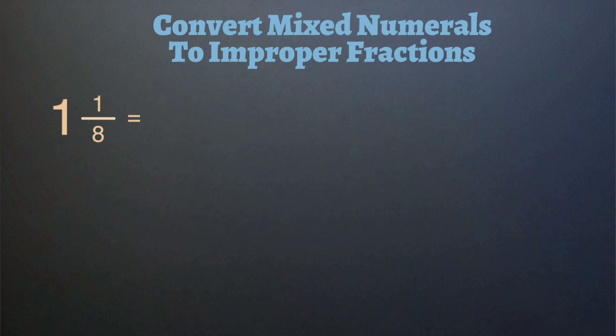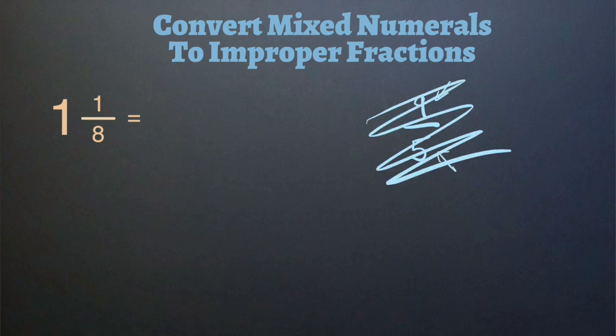In this video, I'm going to show you how we can convert mixed numerals, such as this, into an improper fraction. For those of us that don't know, an improper fraction is something like this, where the number on the top, the numerator, is larger than the number on the bottom. With that said, let's get into it.